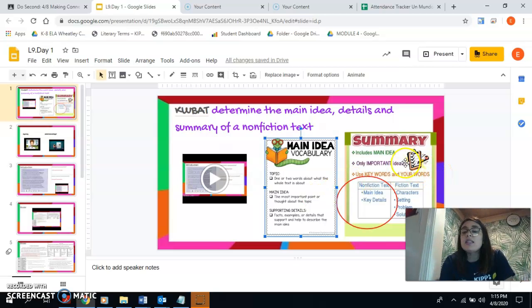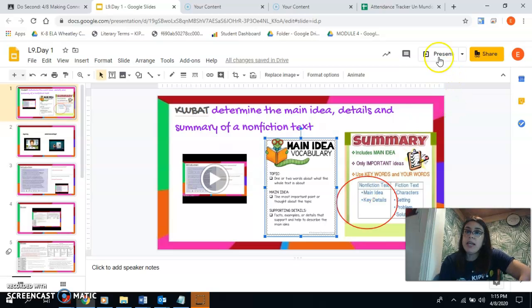We're also finding the summary today. So a summary for nonfiction includes the main idea, only important details, and uses keywords and your own words. So we are looking at nonfiction today. We have key details with our main idea, and it has to be in logical order. All right? So these are the instructions for today's lesson.